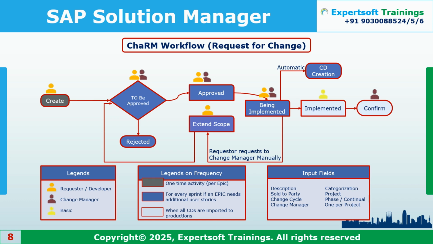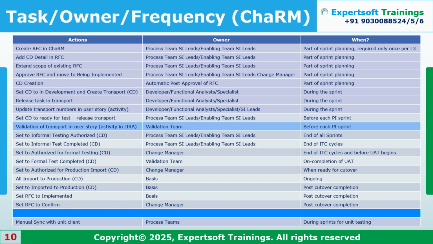These are some of the roles: owners, process team leads, SI leads, developers, validation team, change manager, validation lead, change manager basis. These are the roles, and this is one of my previous roles. I'm just displaying here what the action is, who the responsible owner is, and what will happen at what point of time. There are sprints.